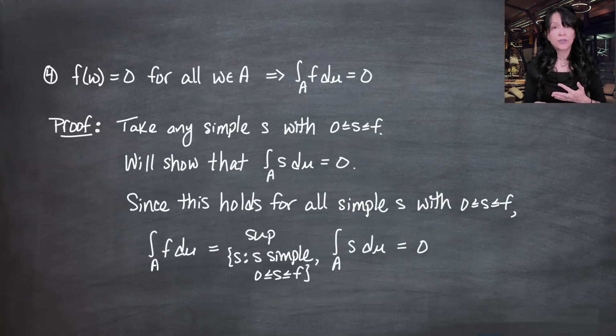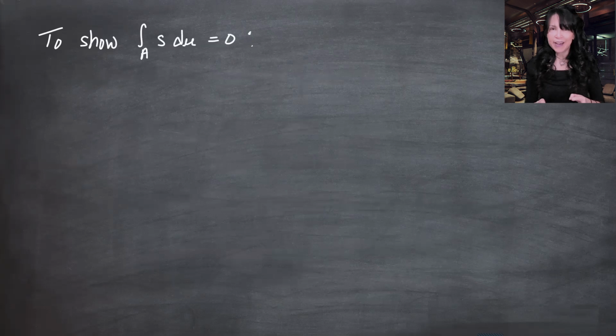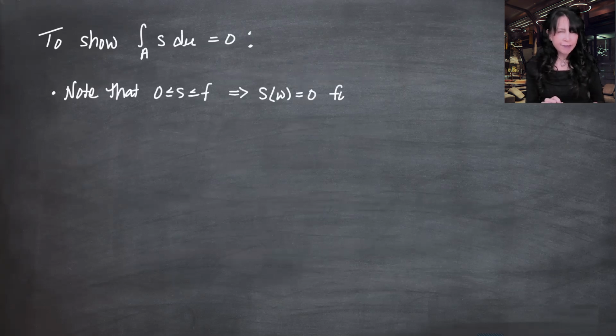We'll have that the integral of f dμ over A is 0. So it remains for us to show that for any simple s stuck between 0 and f, the integral over A of s dμ is 0. Let's do it. Note that our s is assumed to be between 0 and f, and because f is equal to 0 for every ω in A, then s of ω must also be 0 whenever ω is in A.